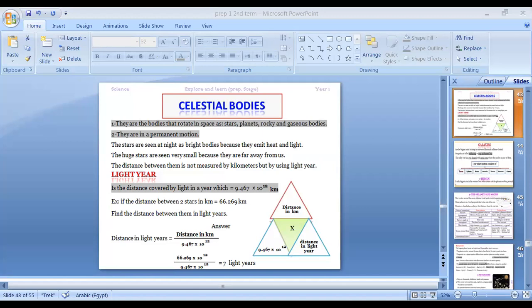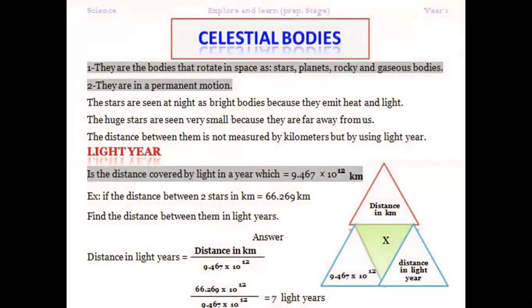You have background about something in space like stars, planets, rocky celestial bodies, gaseous bodies. All of them are existing in the space and all of them are called celestial bodies. So the celestial bodies are the bodies that rotate in the space as stars, planets, rocky and gaseous bodies. They are in permanent motion or continuous motion. No part of them is fixed or stable. All of them are in a state of continuous, permanent motion.